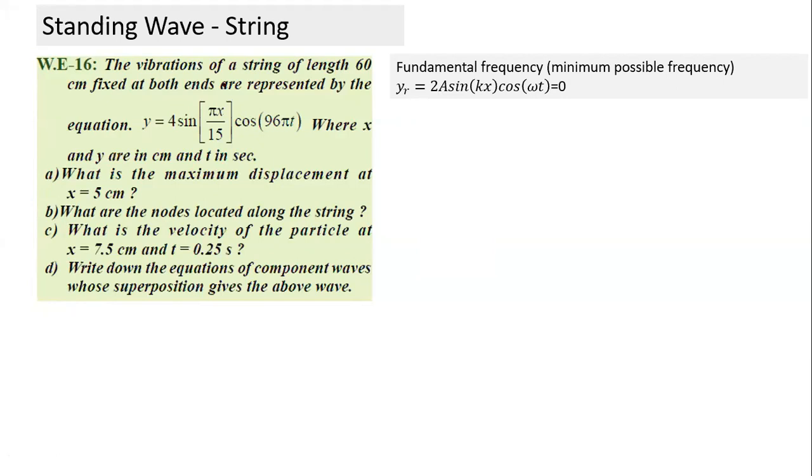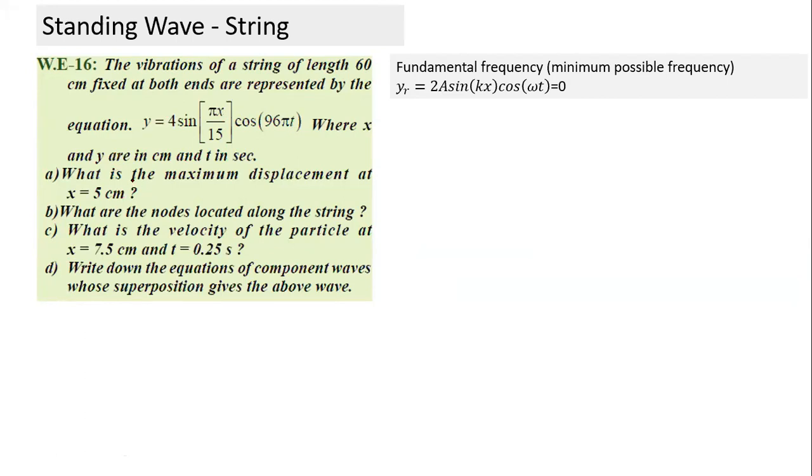So what is given here? The moment I see this equation, even though it is not mentioned here, I should recognize the fact that this is not a traveling wave equation. In the traveling wave equation, the x term and t term come in the same cos or sine function. Here they are separated. So this is a standing wave equation. A string of length 60 centimeter is fixed at both ends. This is the equation represented here, where x and y are both given in centimeter, and t is in seconds.